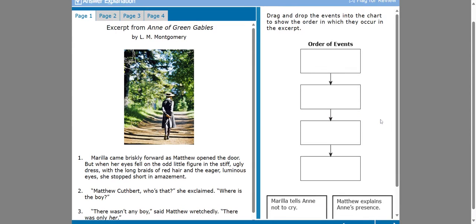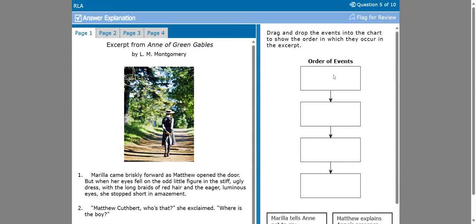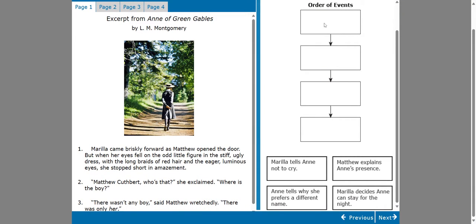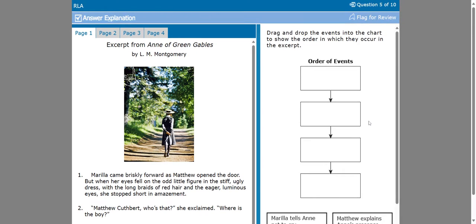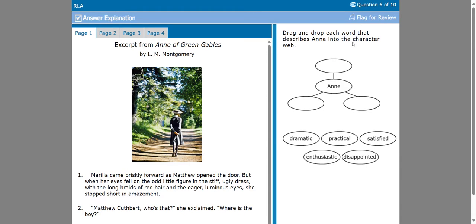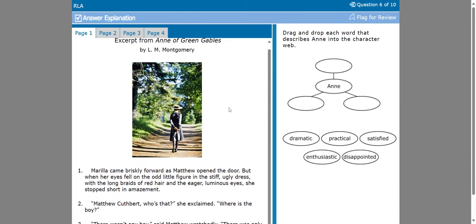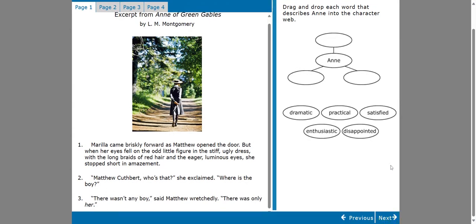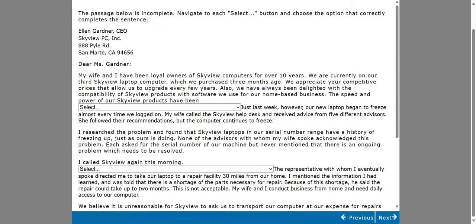Next, moving on, we've got what I like to call organization of, in this case, order of events. But this is helping to see if you understand how a story or a plot is organized. And this is sort of a drag and drop here for question number 5. Continuing on to question number 6, drag and drop each word that describes Anne into the character web. And so we can see information based on what we're given in the passage. You can definitely tell this seems to focus very much on Anne and her character development in the story.